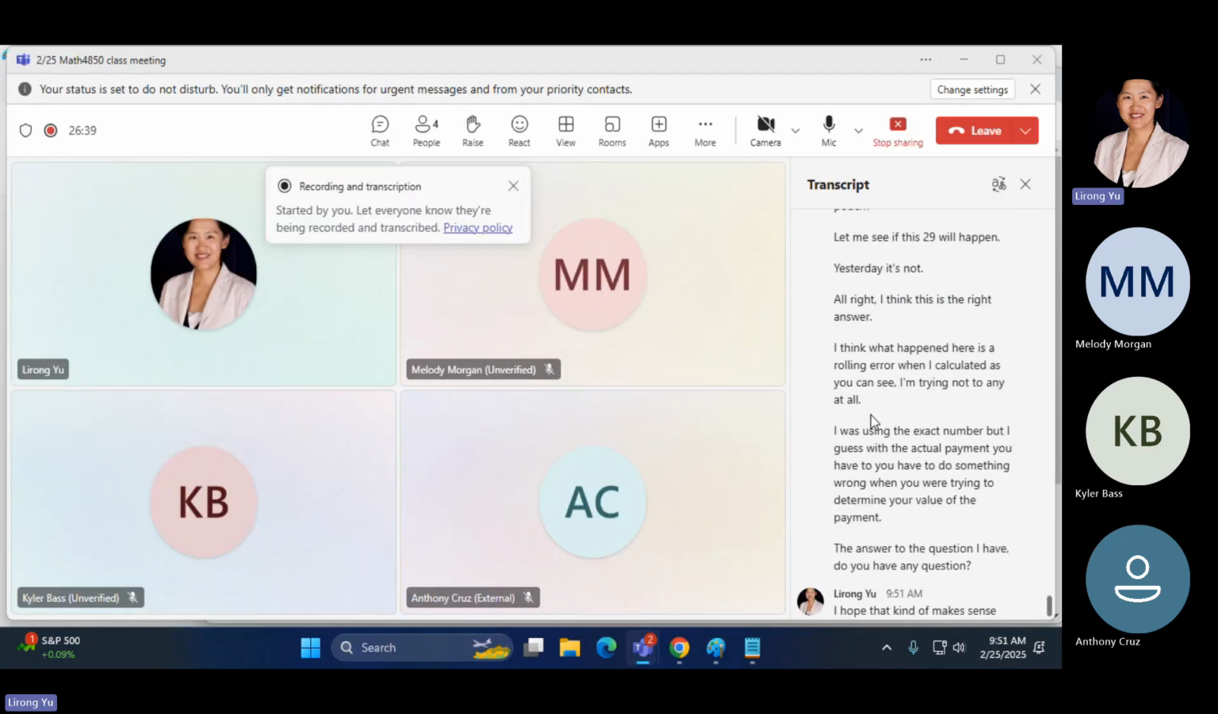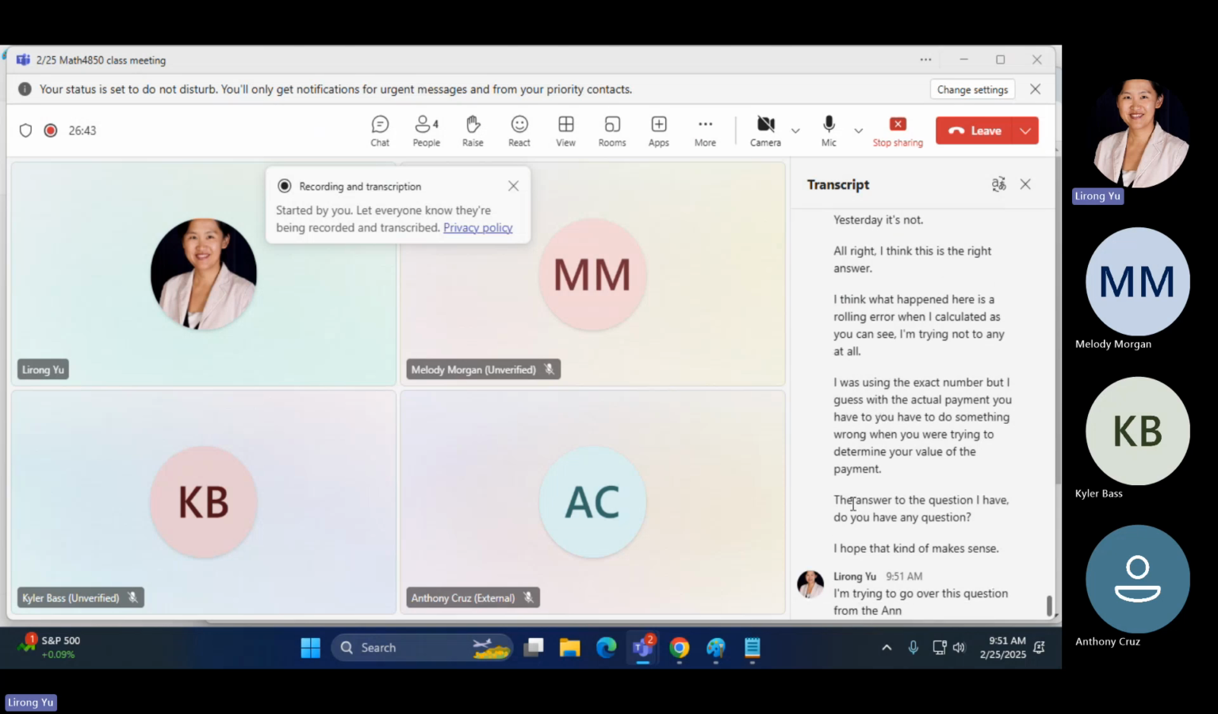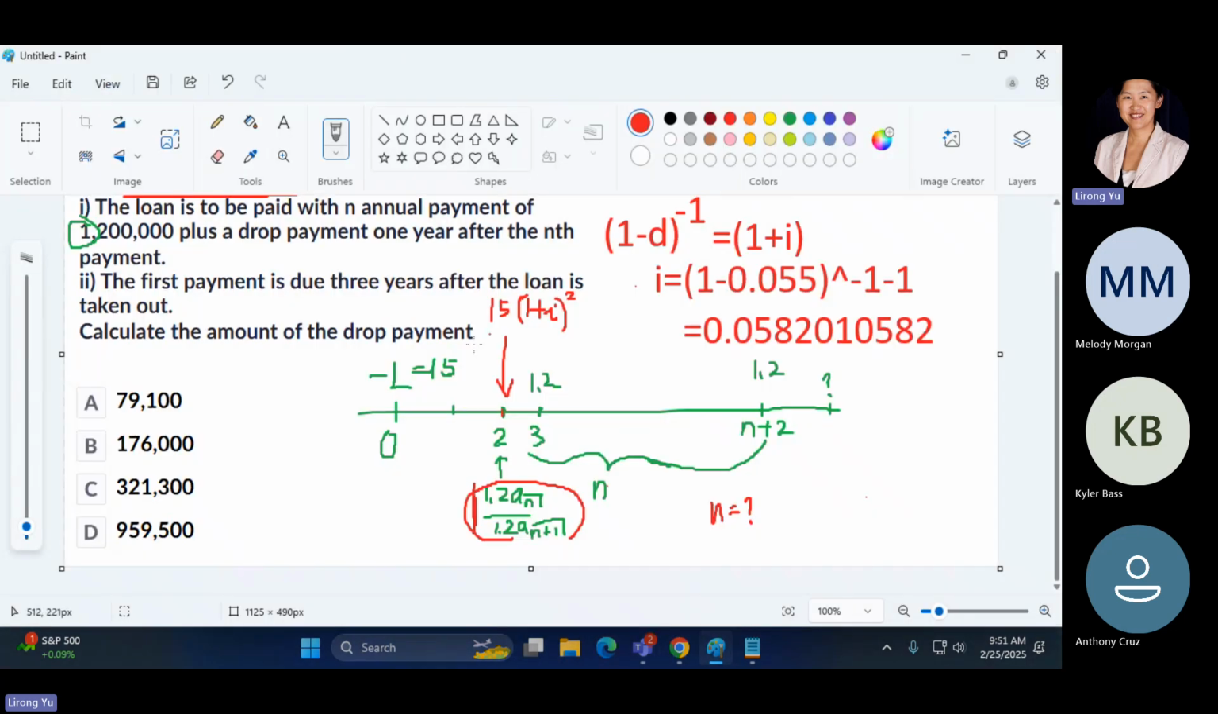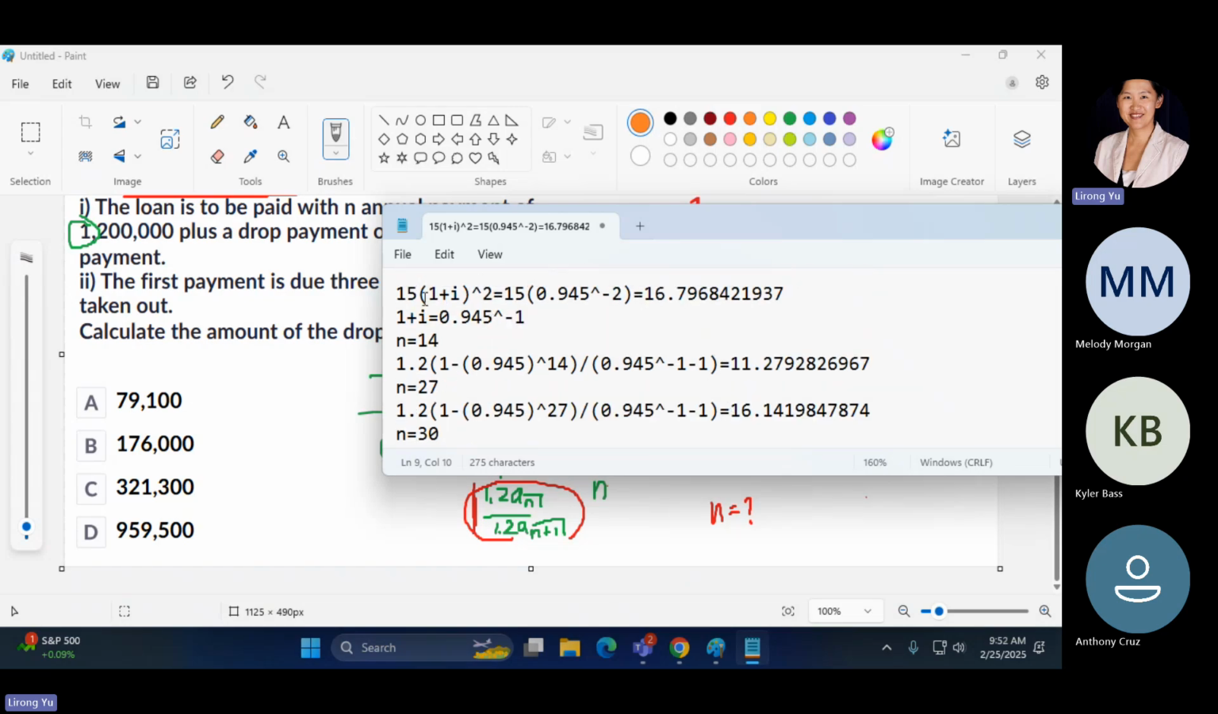I'm trying to go over this question from the annuity formula that we learned. This question also has a deferred payment. So we're reaching this amount because before the first payment, the value is at time 2. That's why I increased from 15 to 50 times (1 plus i) to the power 2. I hope I didn't make any calculation error in the process. But that's the target value.